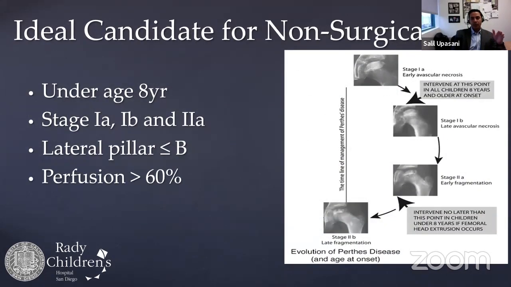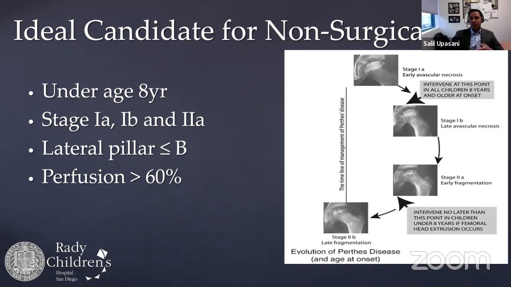So I'll start off real quick by talking about non-surgical treatments. I think the ideal candidate for non-surgical management is someone who's young, so less than 8, someone who's early in the disease, so stage 1A, 1B, or 2A in the modified Elizabethtown. That is before fragmentation has started. 2A is early fragmentation, so you're just starting to see the first crack in the femoral epiphysis. Someone who's going to be lateral pillar B.